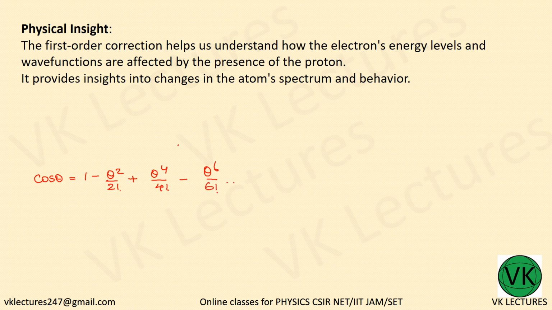Now, I can consider cos theta equal to 1 minus theta square by 2 factorial. Let this be the first order. So this becomes the first order correction. I have added something or subtracted something, 1 minus theta square by 2. So this becomes my first order correction.